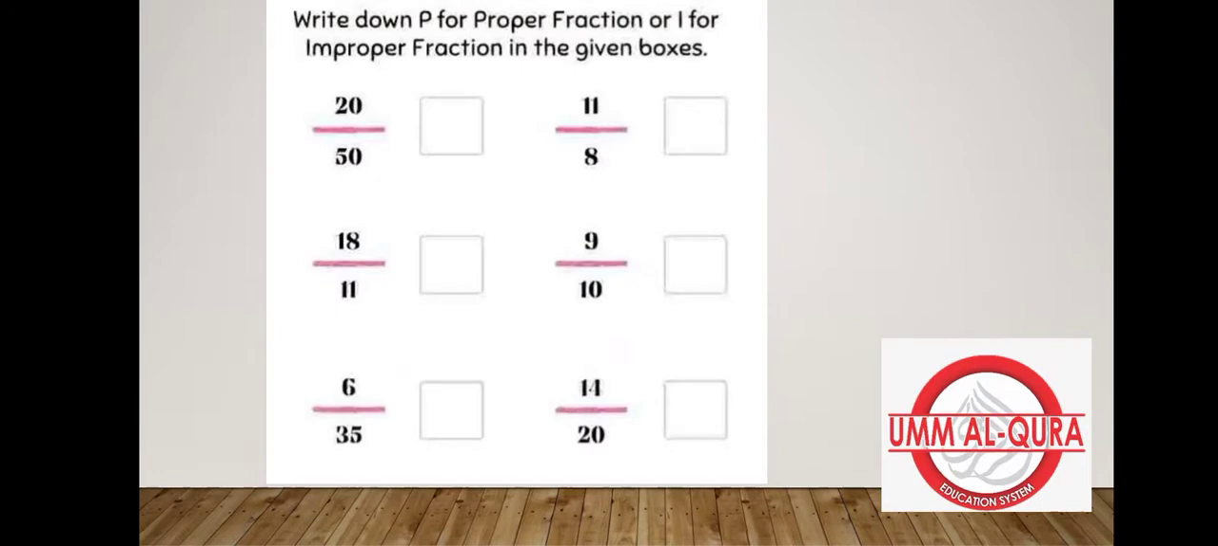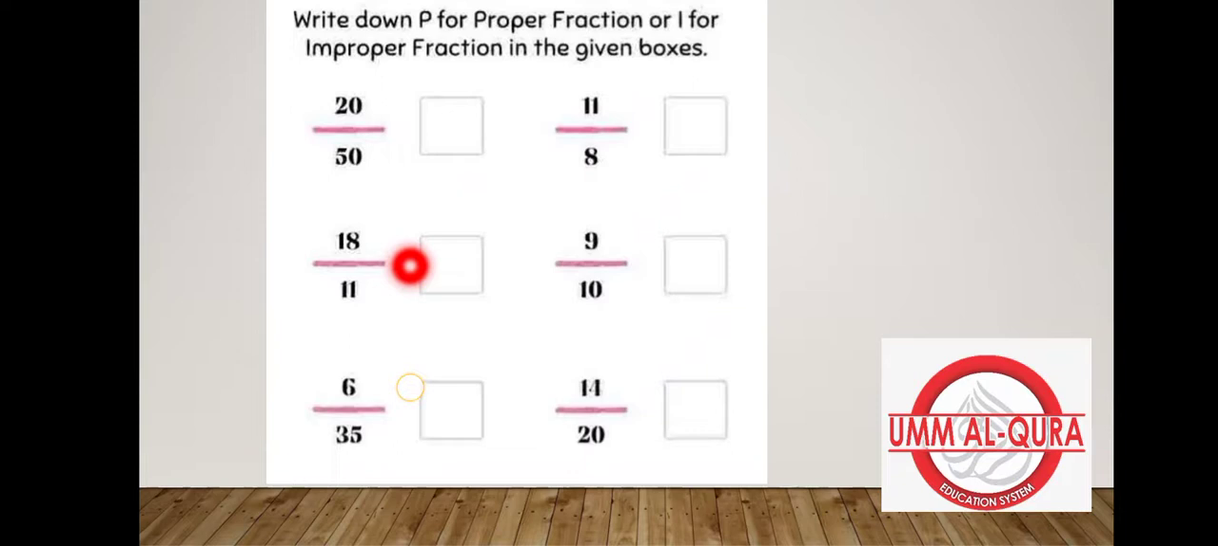Here is the worksheet through which you can identify the proper fraction and improper fraction. So let's start. Here is the fraction 20 by 50, in which you can see 20 is smaller than 50. So it's called proper fraction. Going to the next one, 11 by 8. So here the numerator is larger than the denominator. 11 is bigger than 8. So that is why it's called improper fraction.